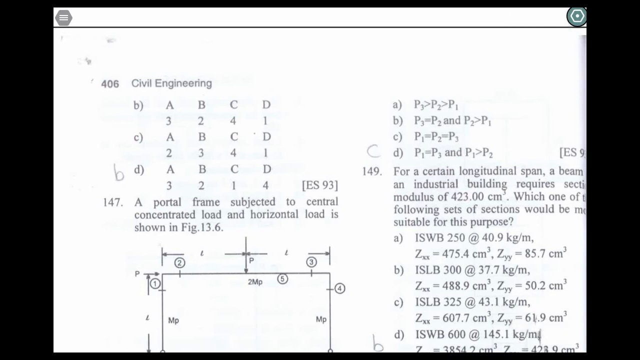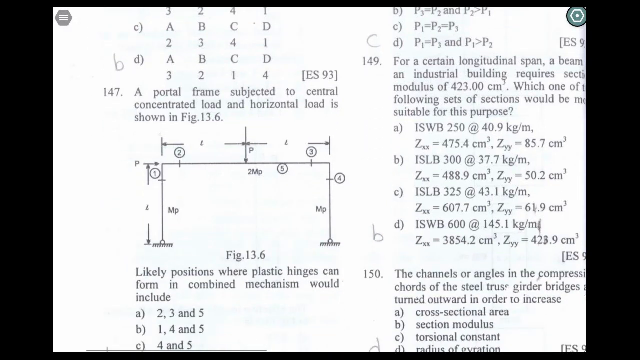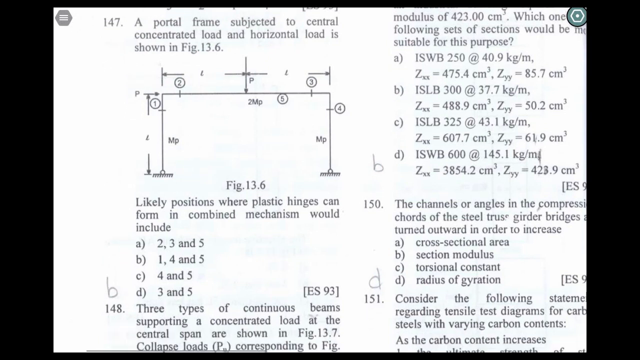Next question 147. A portal frame subjected to a central concentrated load and horizontal load as shown in the figure. So you can see the figure. Likely position where plastic hinges can form in a combined mechanism would include. In this we have to tell where plastic hinges can form. So the correct answer is B. At the first position, the 4th and the 5th position, there are chances of plastic hinges forming.